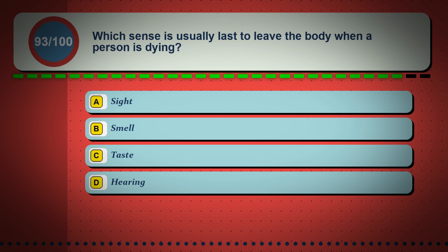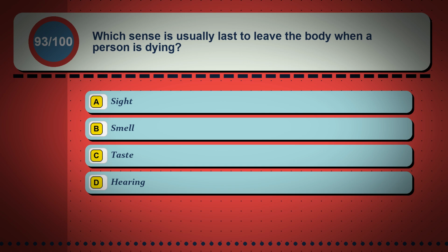Question 93. Which senses usually last to leave the body when a person is dying? Option A. Sight. Option B. Smell. Option C. Taste. Option D. Hearing.